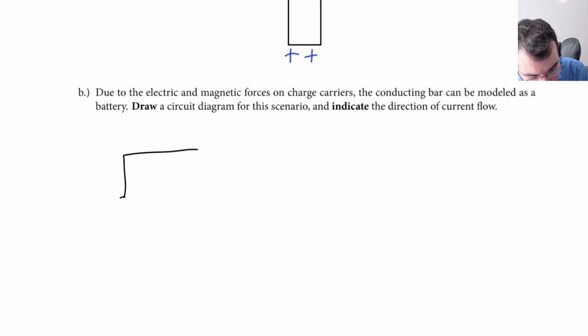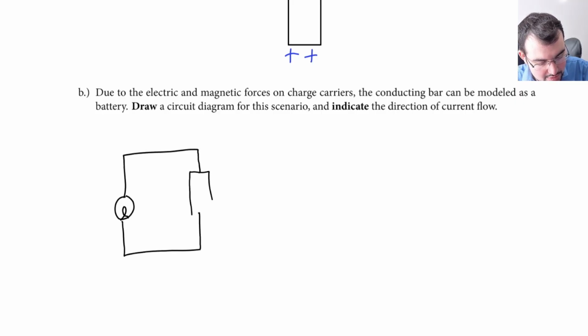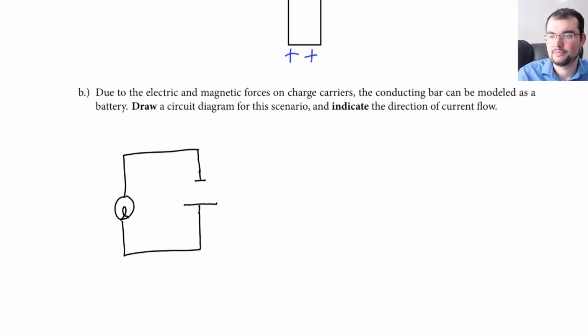So we have our light bulb, and then we have our conducting bar. I'm going to erase this in a second. But there's our conducting bar. What we said is that our conducting bar is really a sort of battery, with the positives being at the bottom end and the negatives being at the top end. So what we can do is just replace this with a battery, because, again, a battery has a positive end and a negative end.